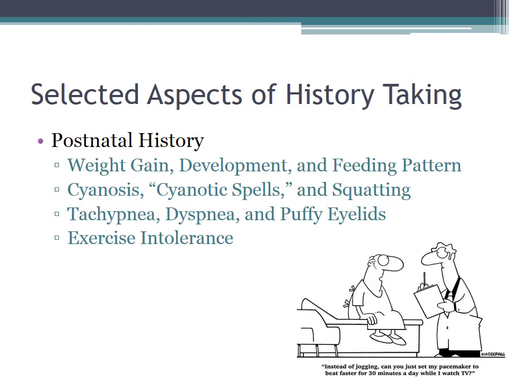Lastly, on this slide, I want to talk about exercise intolerance. Decreased exercise tolerance can result from any significant heart disease, including very large left to right shunt lesions, cyanotic defects, valvular stenosis or regurgitation, and arrhythmias. Obese children may be inactive and have decreased exercise tolerance even if they don't have any heart disease.